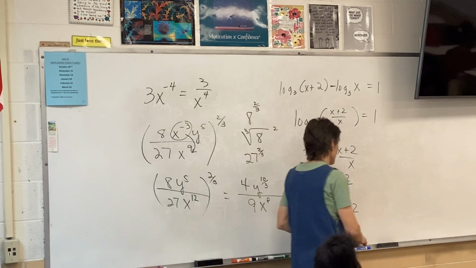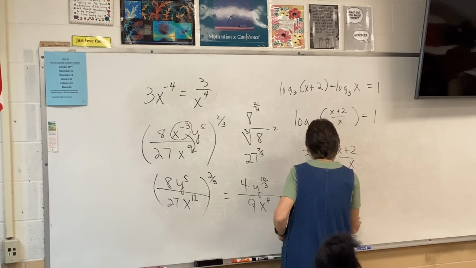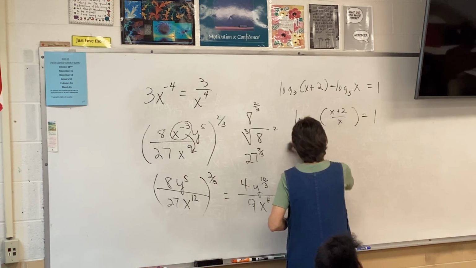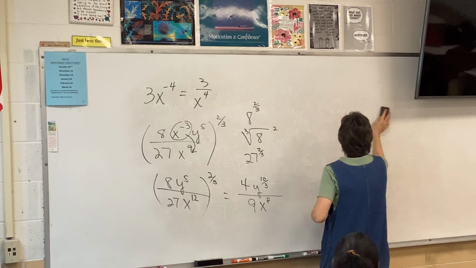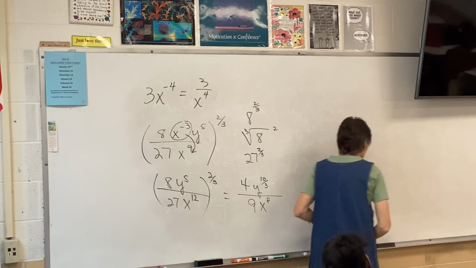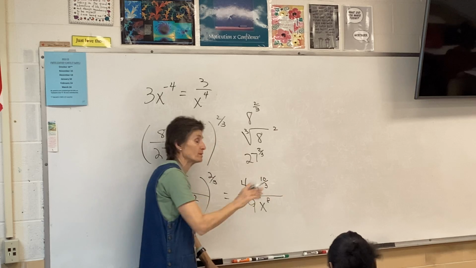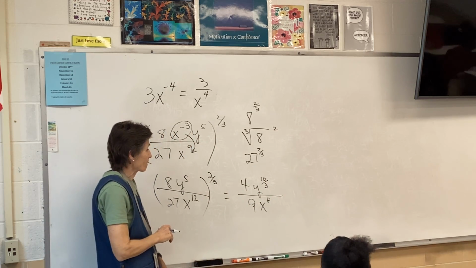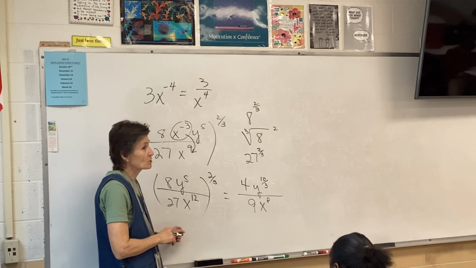At some point, the x's have to be combined. I like to do that first. It minimizes my arithmetic. But you don't have to. As long as you get them combined at some point, you're all good. Anybody have a question about that?